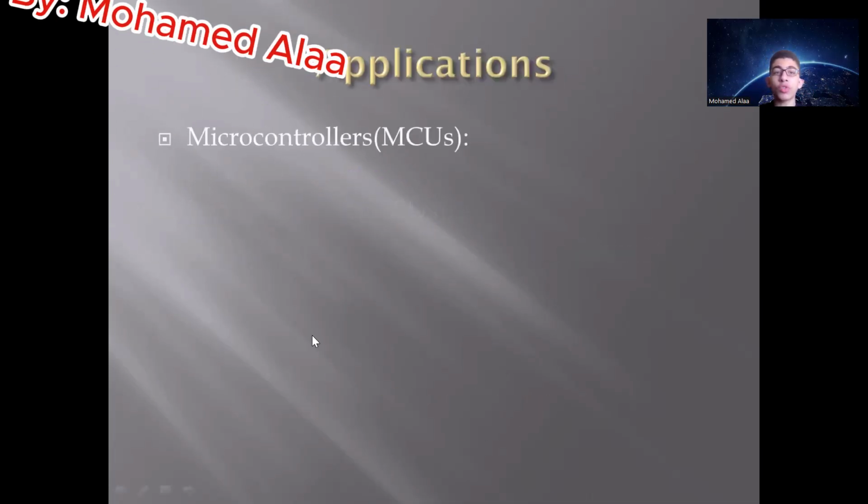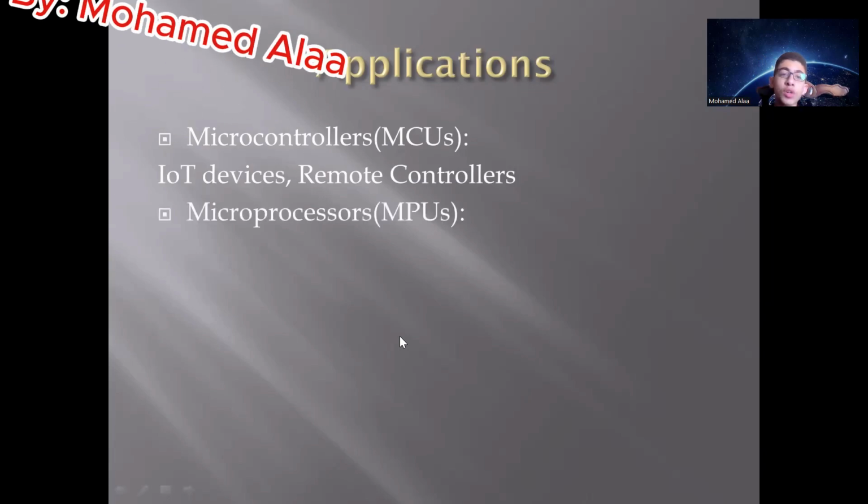The applications for microcontrollers: used for IoT devices, remote controllers. These devices mainly don't need too much power. That's why microcontrollers are useful for these. What about microprocessors? Used for smartphones, your PCs. Your smartphone and your PC consume a lot of power, and I mean a lot.